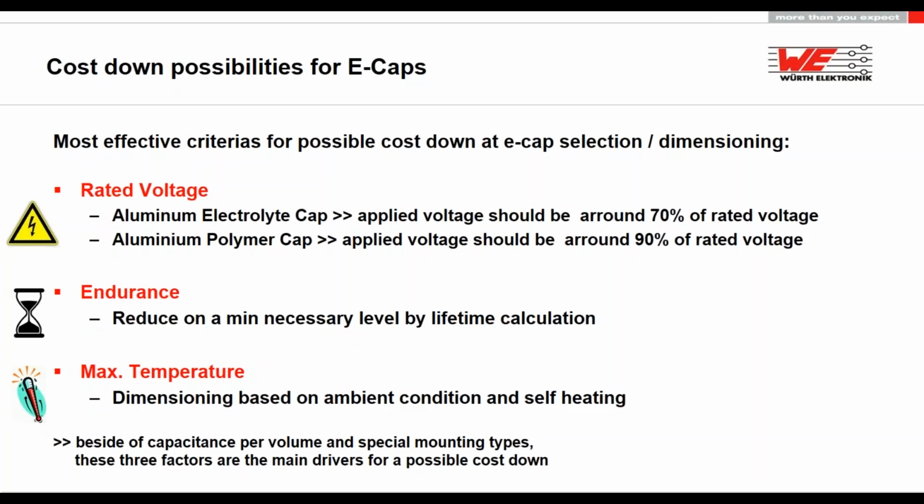You have three factors to cost down E-caps. Mainly, it's the rated voltage, the endurance, and the max rated temperature to decrease the costs for aluminum capacitors. For rated voltage, you really should take care that the applied voltage should be around 70% of the rated voltage to get a well-running application. For the polymer caps, you can get closer for the continuous applied voltage.